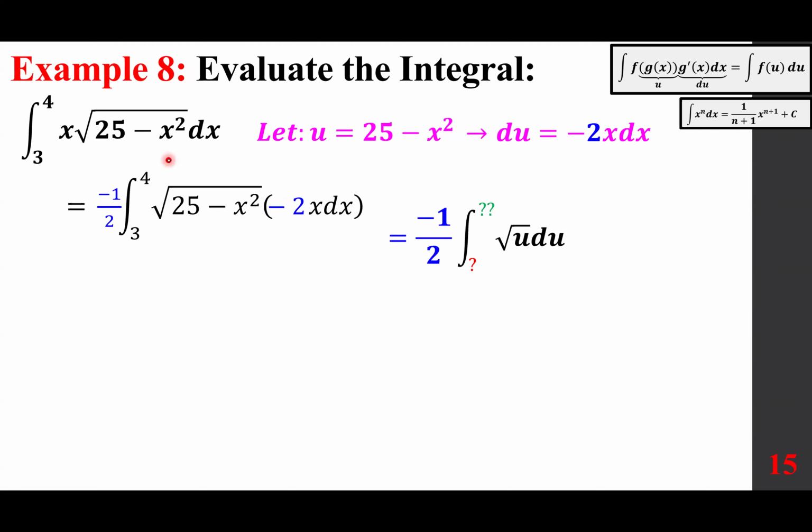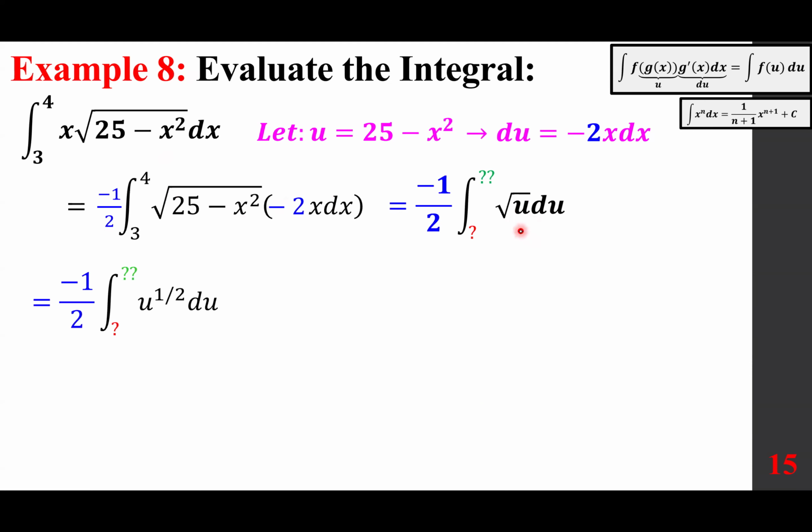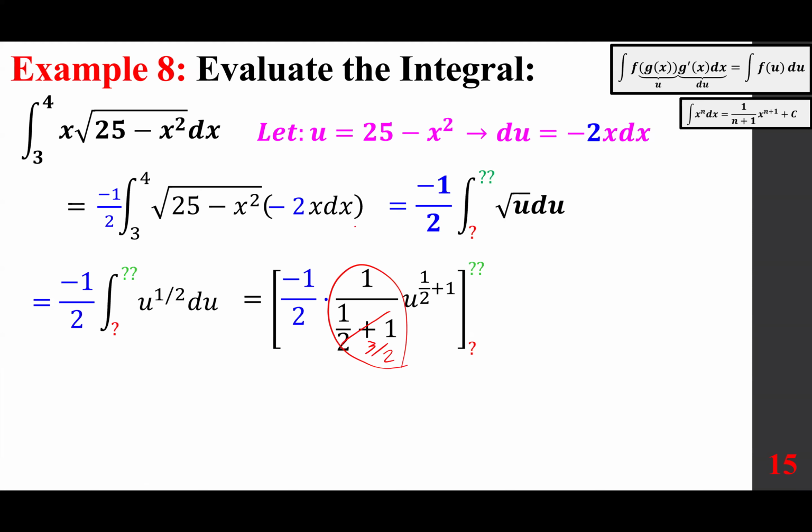And what are the new limits? Let's work on them in a moment. This we've done a number of times. This is u to the power of 1/2. This remains. U to the power of 1/2 is 1 over 1/2 plus 1, u to the power of 1/2 plus 1. Again, has been done many times. 1/2 plus 1 is 3/2. 1 over that, the reciprocal of that, is 2/3 times negative 1/2, negative 1/3.